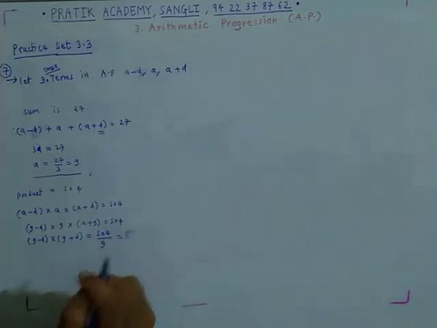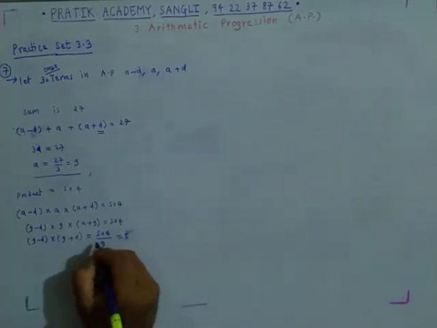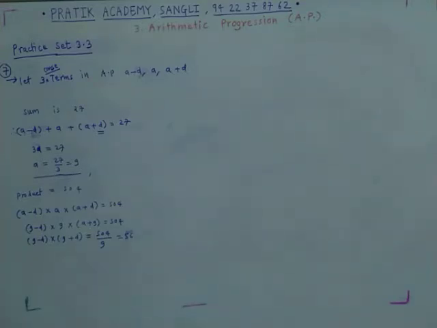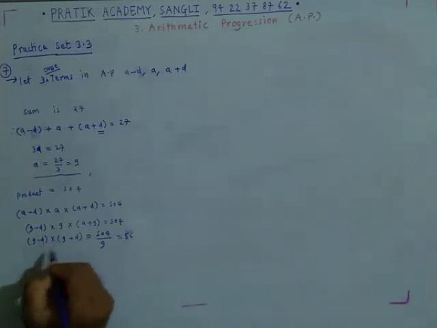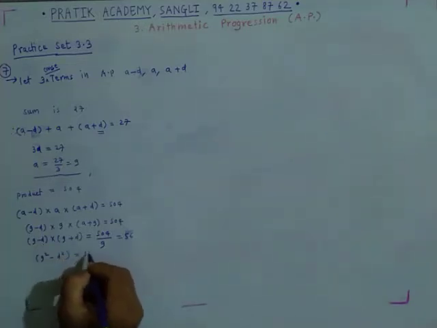Just 1 minute. Here 9 5s are 45, 9 6s are 54. So it is coming 56. The value of 9 minus d into 9 plus d, this is a minus d into a plus d, so its value is 9 square minus d square is equal to 56.